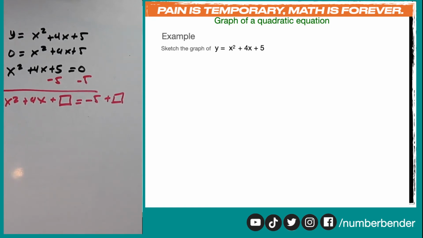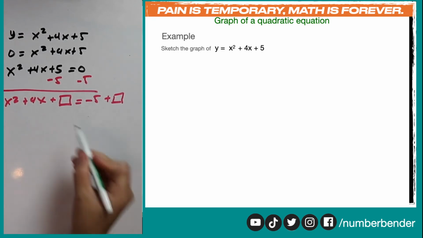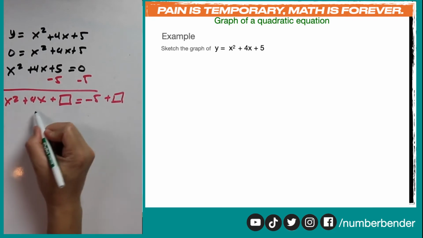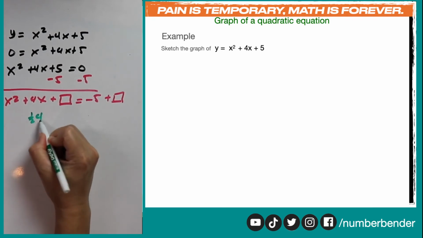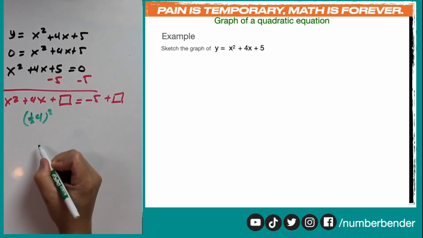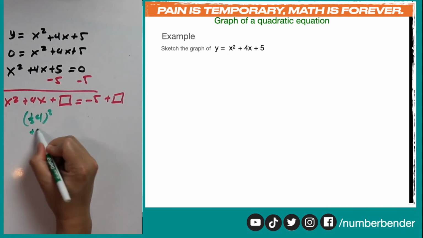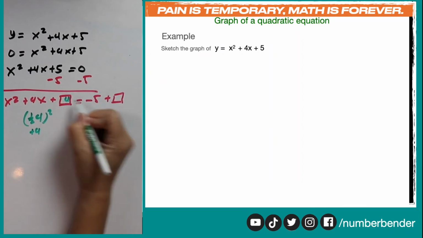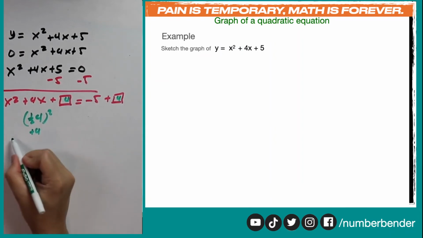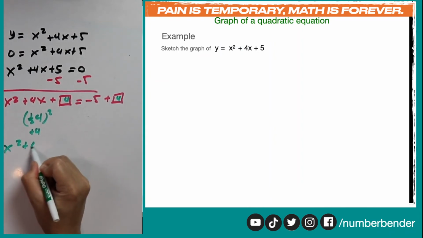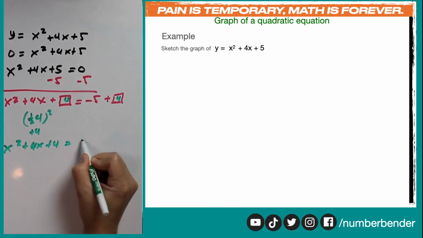And the number that we need to replace the box with to create a perfect square trinomial is going to be half of 4 and then squaring it. Half of 4 is 2, and 2 squared is 4. So the magic number is positive 4. Negative 5 plus 4 is negative 1.